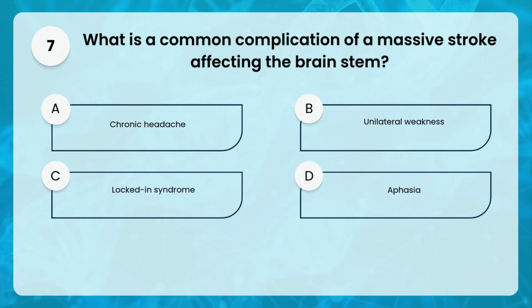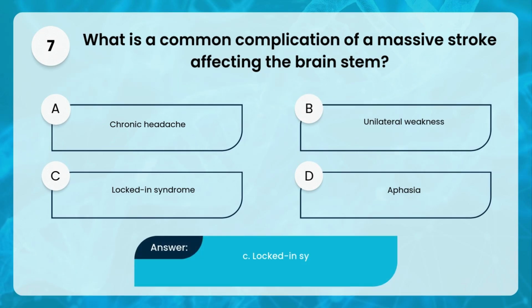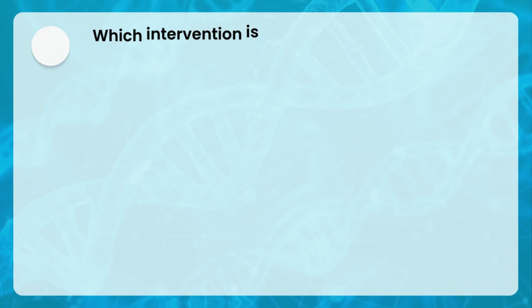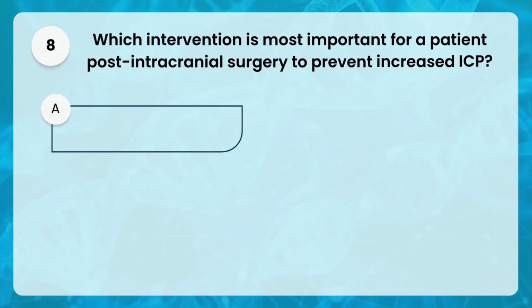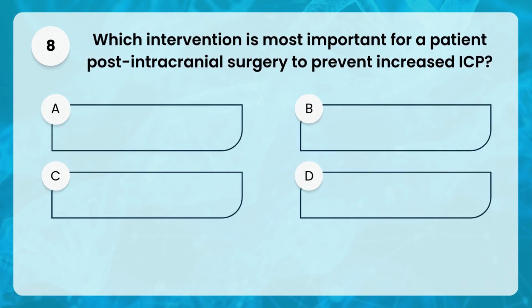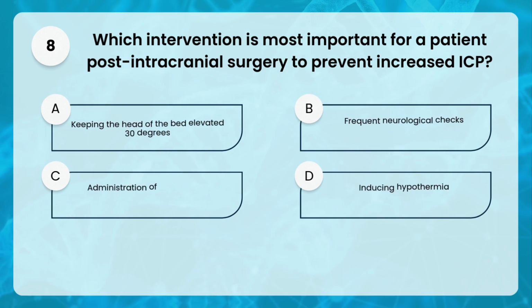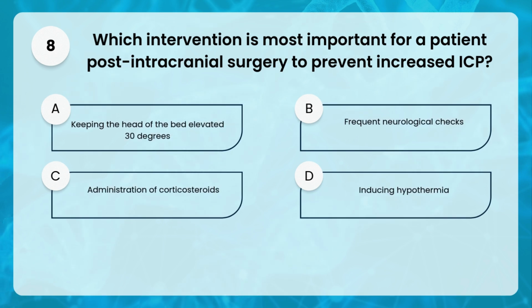Number 7. What is a common complication of a massive stroke affecting the brainstem? A. Chronic headache. B. Unilateral weakness. C. Locked-in syndrome. Or D. Aphasia. The answer is C. Locked-in syndrome.